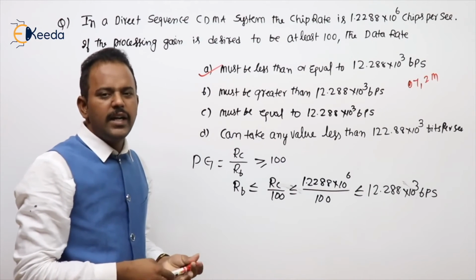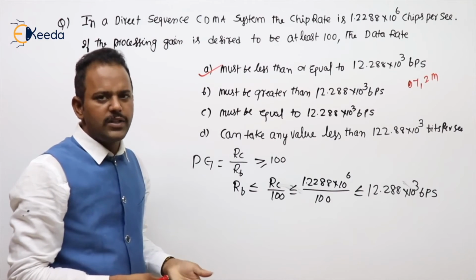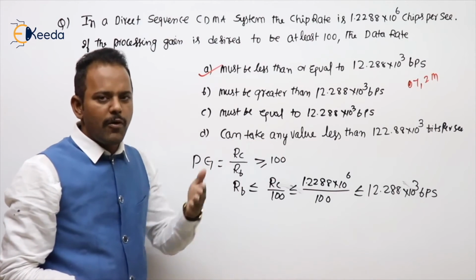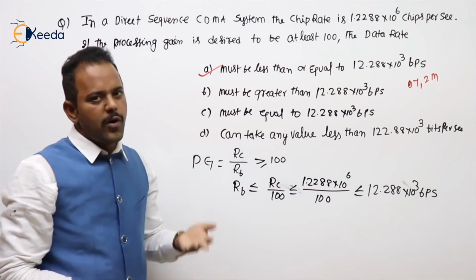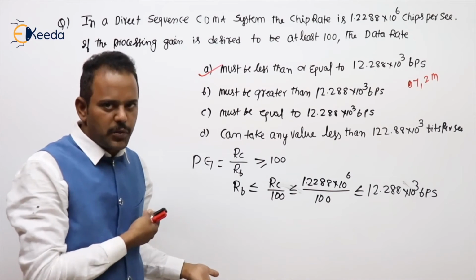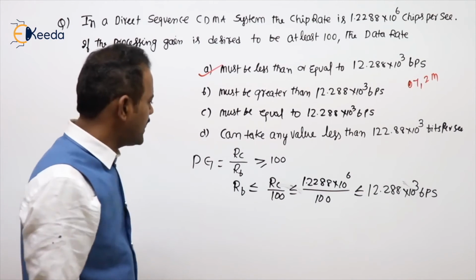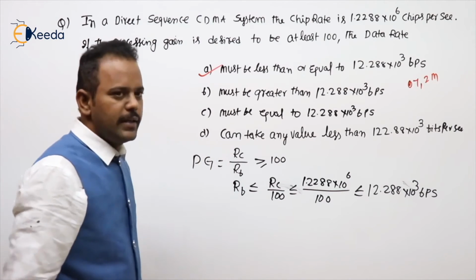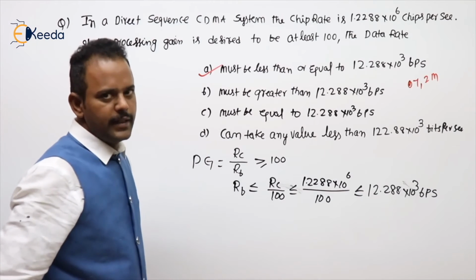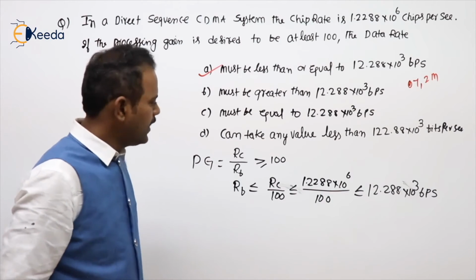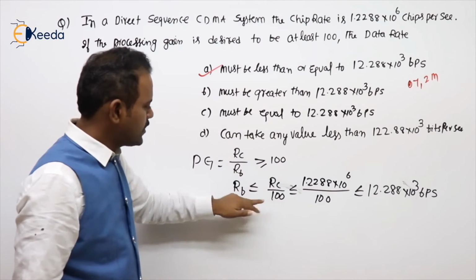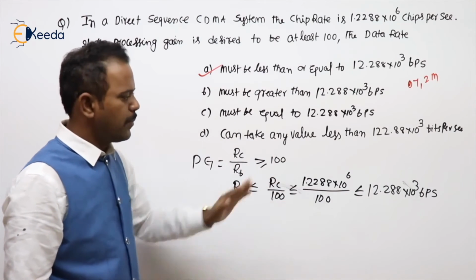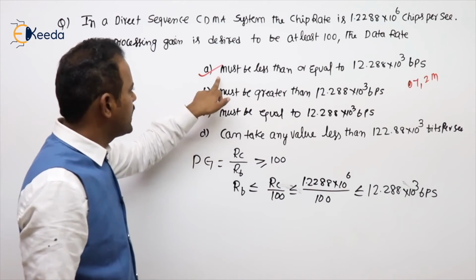Simple logic. Gain, generally how we will write, is the useful power by the total power, output power by input power, AC power by DC power, in similar logic only. But you need to understand RC by RB, chip rate by bit rate. That is nothing but the processing gain. He told at least, so greater than or equal to 100. Reverse it and apply. So option A is the correct one.